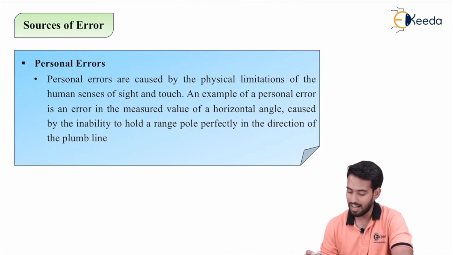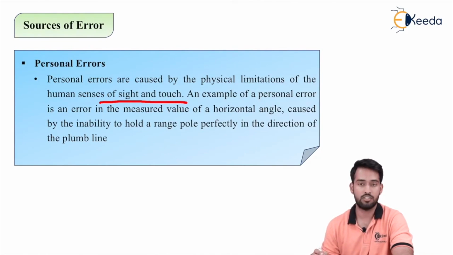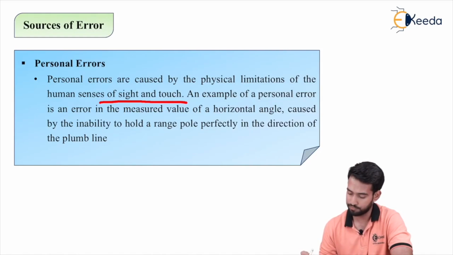Personal errors are caused by the physical limitations of the human sense of sighting and touch. It means while sighting, if we have bisected a different object or a wrong object, obviously the reading will be different and error will occur. Same for the touch. If we have to fix a lower screw and by mistake we have fixed another screw, there will be an error in calculation.